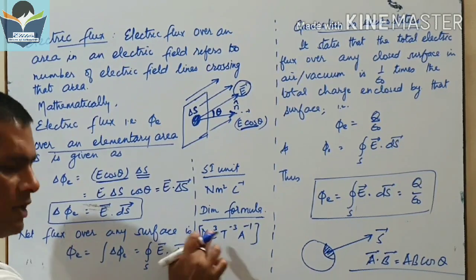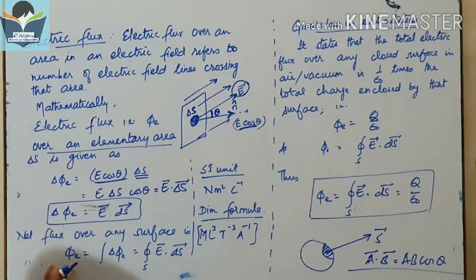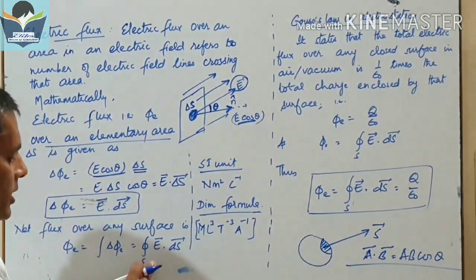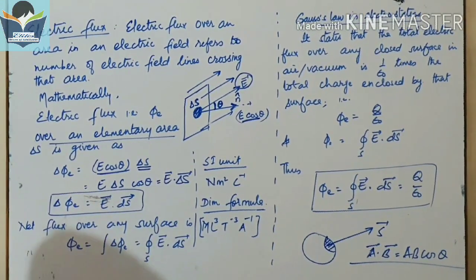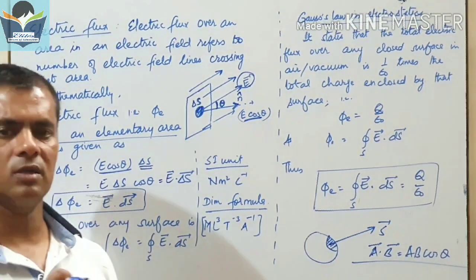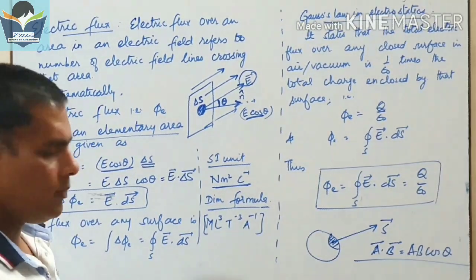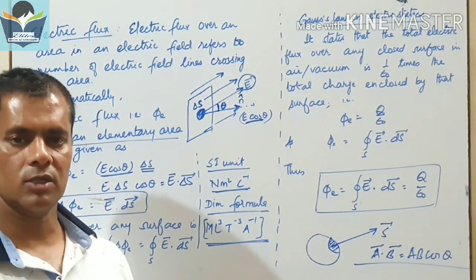So for any given surface, how much will be the net flux? The net flux phi is the integration of delta phi E, that is, the integration of E dot dS. This is the total electric flux over any surface. The SI unit is Newton meter square per coulomb, and this is the dimensional formula for the electric flux.